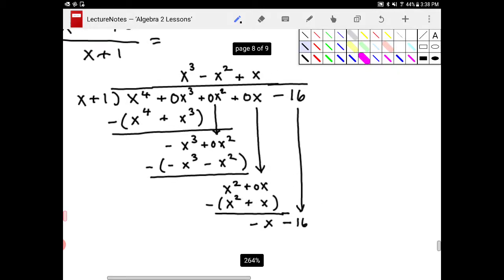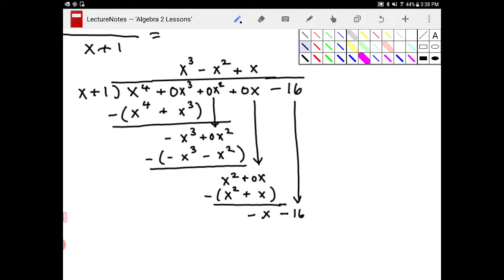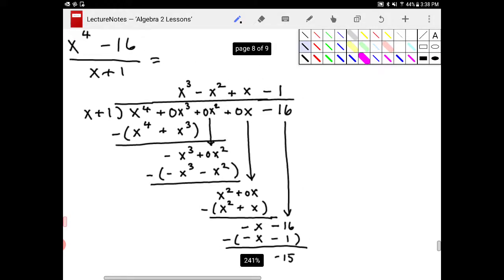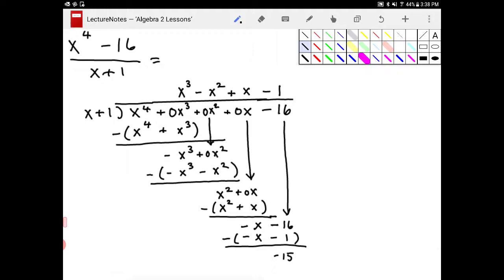And what am I going to multiply x plus 1 by? To cancel out the negative x, I want to multiply by negative 1. So I get negative x minus 1. And I'm going to perform that subtraction. And if I do, I'll end up with negative 16 plus 1, which is negative 15. So my remainder then is negative 15.